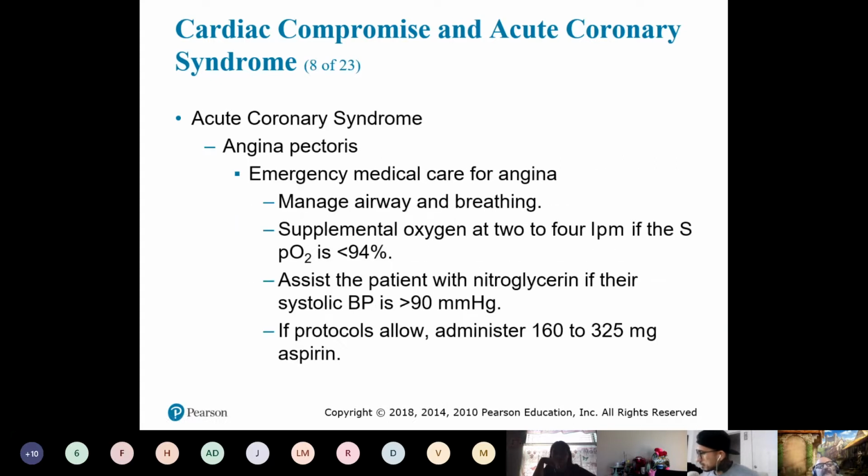So regardless of angina or an MI, you're going to treat it the same. Okay. The other thing that we might be able to do is aspirin. It's 160 to 325, but the rule of thumb is you give them 4 baby aspirin.